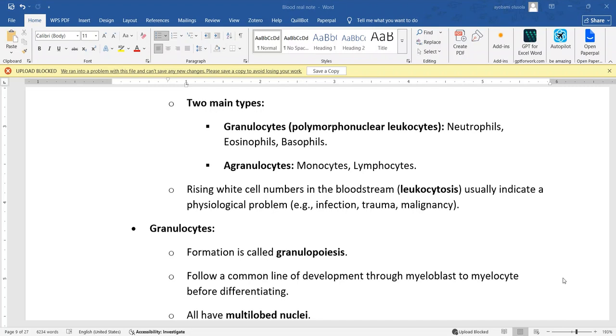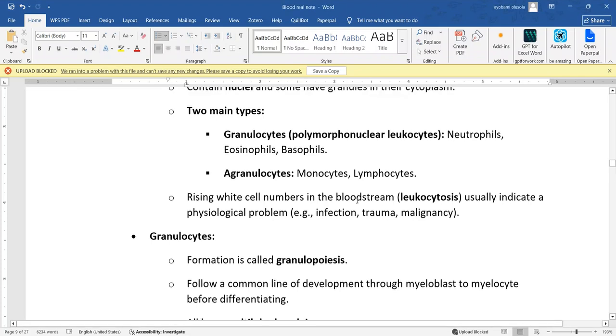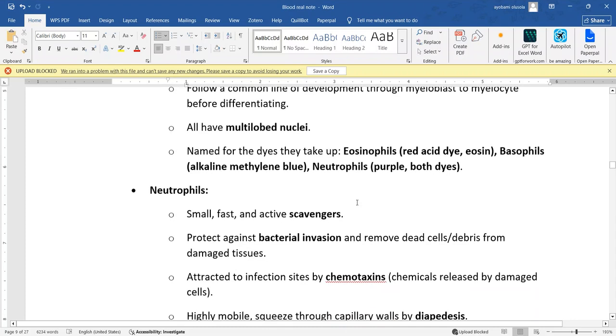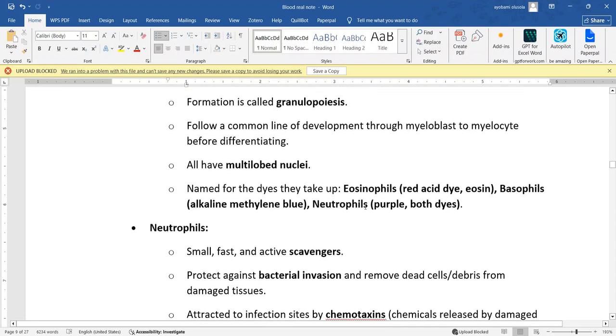So let's talk about the granulocytes. We said the process of production of red blood cells is erythropoiesis. The process of production of blood cells in general is hemopoiesis. Now, the process of production of granulocytes is granulopoiesis. We won't go into the details of that, but just know. So let's start taking the granulocytes one after the other. Their names are actually derived from the dyes that you use to stain them. That's where they derive their names from.